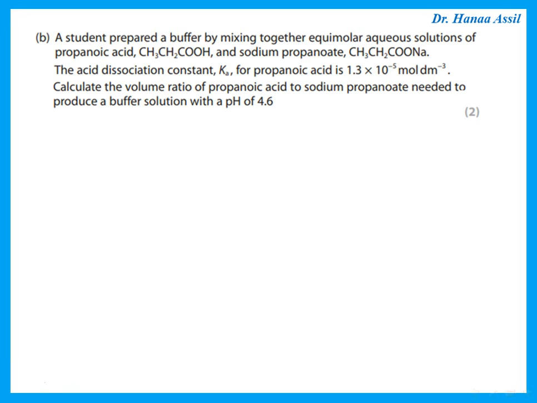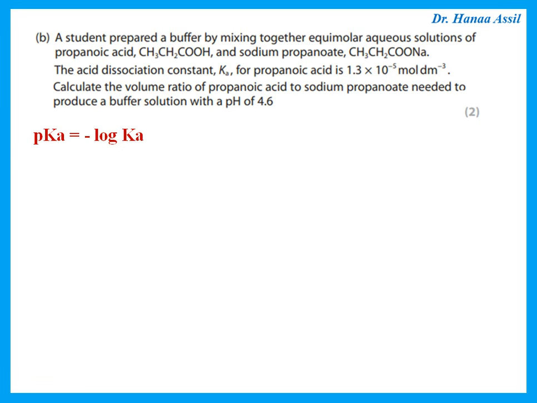A student prepared a buffer by mixing together equimolar aqueous solutions of propanoic acid and sodium propanoate. So here he's preparing a buffer. The acid dissociation constant Ka for propanoic acid is this. Calculate the volume ratio of propanoic acid to sodium propanoate needed to produce a buffer solution with a pH of 4.6. Again, what are we talking about?